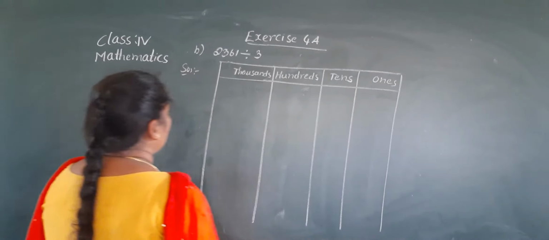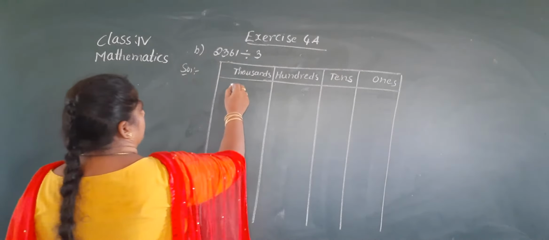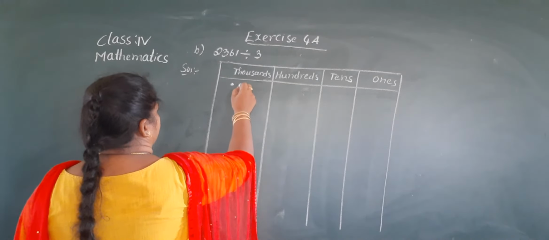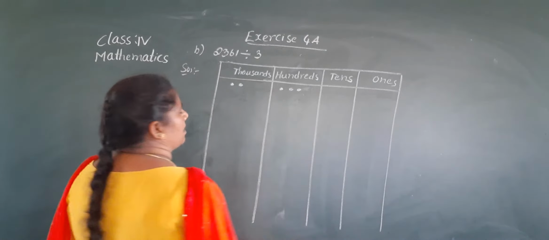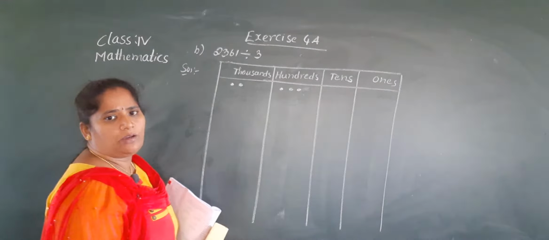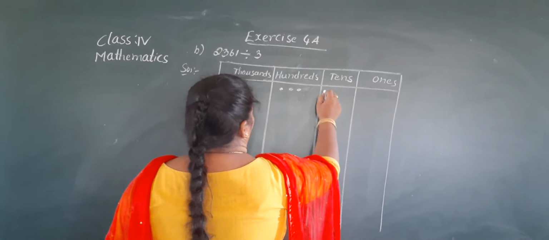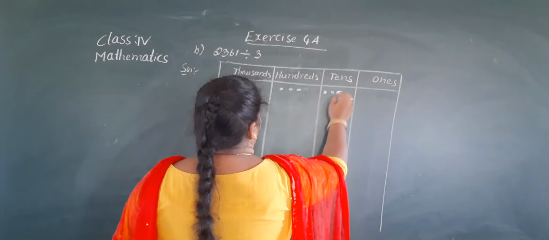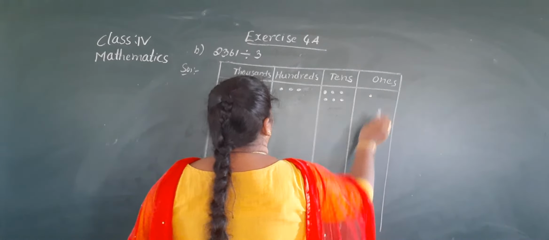Okay. Now, how many thousands are there here, children? Yes, 2. So keep 2 dots in the thousands place. Next 300s. Keep 3 dots in the hundreds place. Come on children, all of you do along with me. And next 6: 1, 2, 3, 4, 5, 6. How many ones? Only 1.